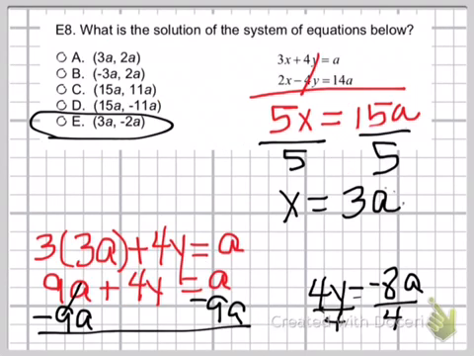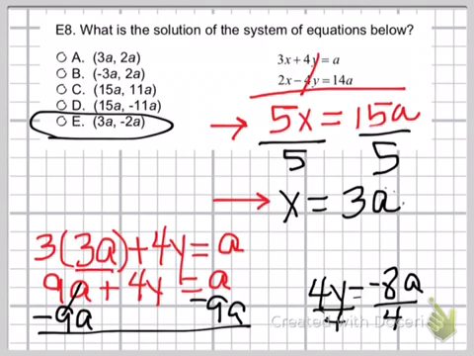Number 8, what is the solution to the system of equations below? And you did this in coordinate algebra in 9th grade. So you want to eliminate your y's because you have a positive 4y and a negative 4y, and combine your terms, and that gave me 5x equals 15a. And then I divided both sides by 5, so I found that x equals 3a. And then I substituted the 3a into the first equation for x.